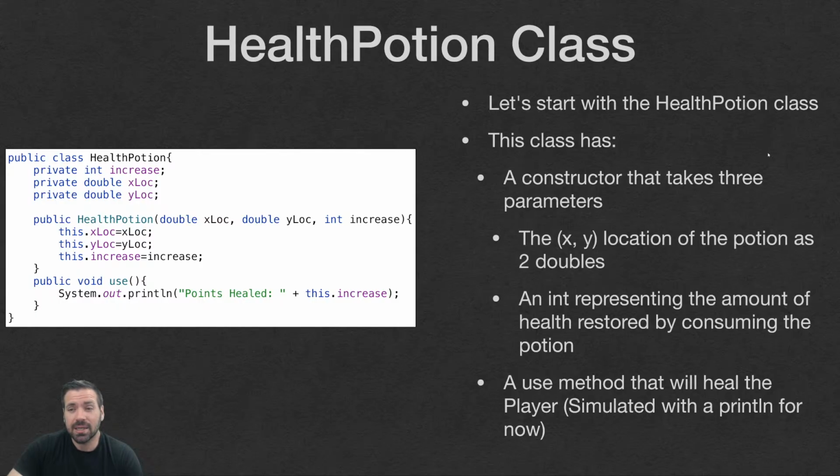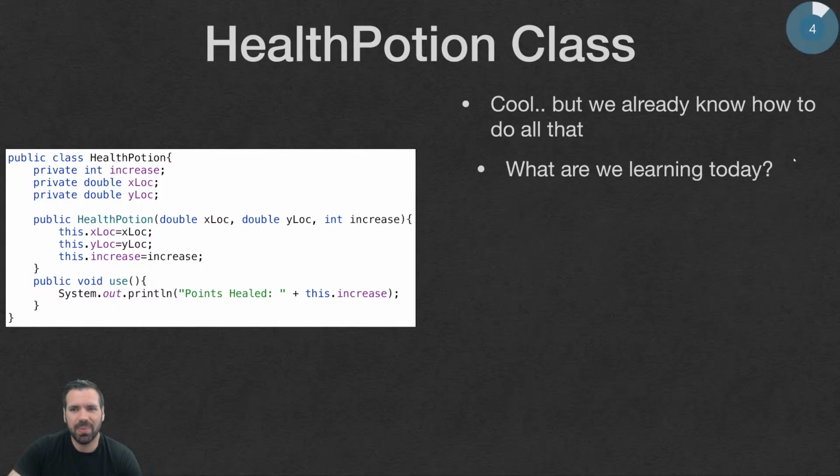And that's our health potion class, which, great, but we already knew how to do all that. That's just classes. We already created classes. We did constructors. We did instance variables. We did methods. We did the keyword this. We did public versus private. There's nothing new on the screen right now. You all should be experts on this by now.